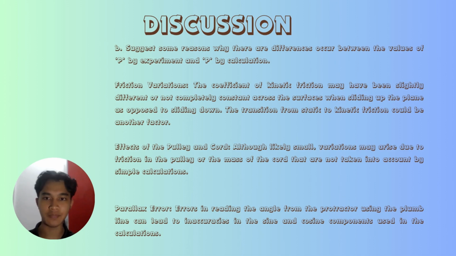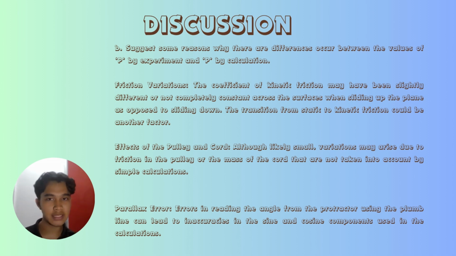The next question is B: suggest some reasons why differences occur between the values of P by experiment and calculations. The first factor is friction variations. The coefficient of kinetic friction may have been slightly different, or not constant across the surface, when sliding up the plane as opposed to sliding down.